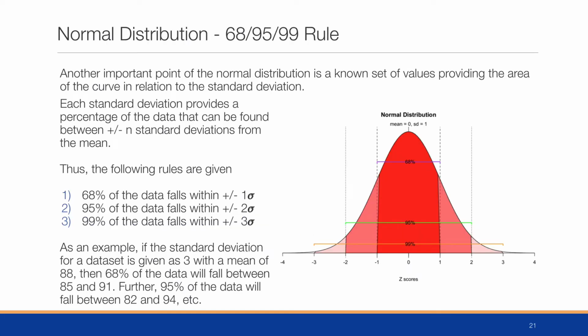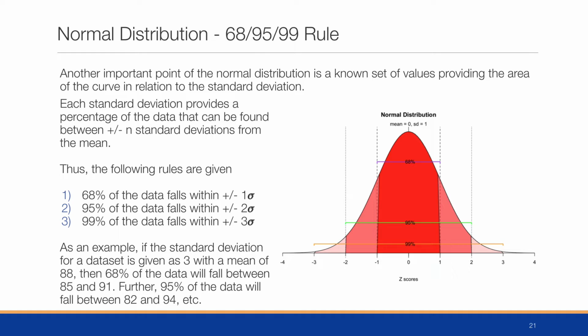Let's continue our discussion on the normal distribution. We've seen some interesting facts about the normal distribution, such as the tails, its symmetry, unboundedness, location, and shape being defined by the mean and the standard deviation. But there are a couple of other interesting points about the normal distribution.